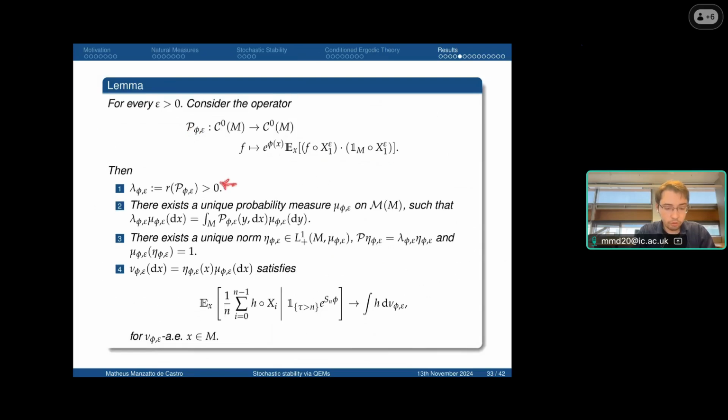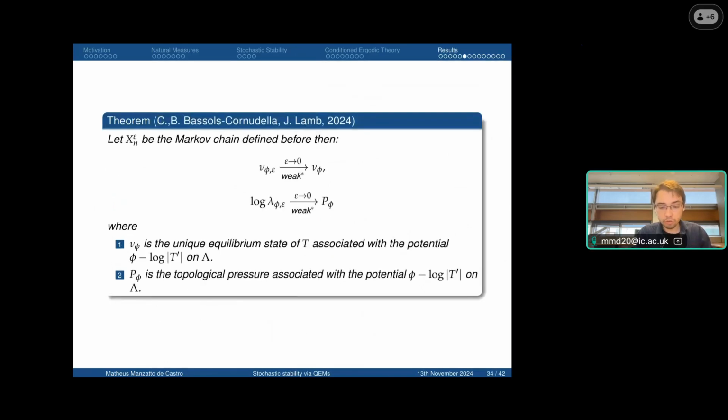So you have a positive spectral radius, and when I combine left and right eigenfunctions, the conditioned Birkhoff averages here will go to my distribution. And moreover, when epsilon goes to 0, you obtain that you will be converging to some measure in the weak star topology and to a value, and we can really characterize it using thermodynamic formalism. So mu zero will be the unique equilibrium measure associated to this potential phi minus log of T prime.